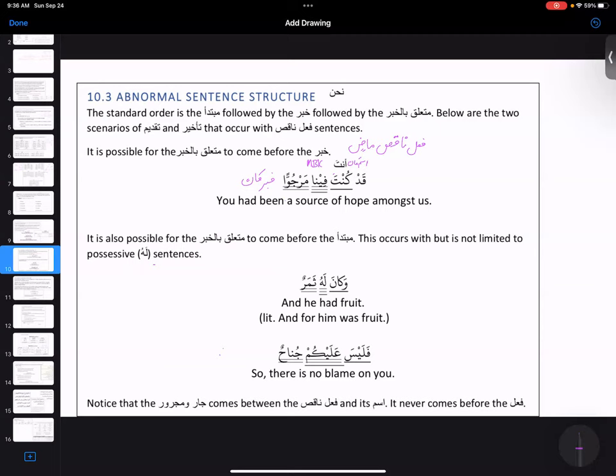So now, qad kunta fina marjuwan. So qad, we need to remember that it is always going to come with madi. Okay, so qad is a harf that is always going to come with a madi sentence. And the translation is something already happened. Right? So qad kunta fina marjuwan.